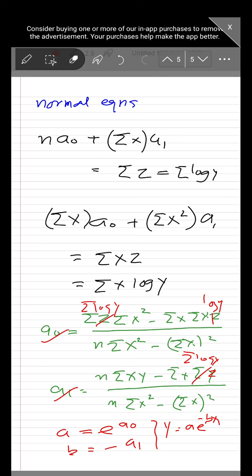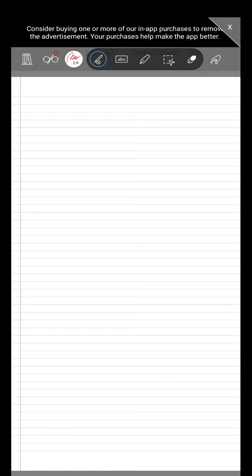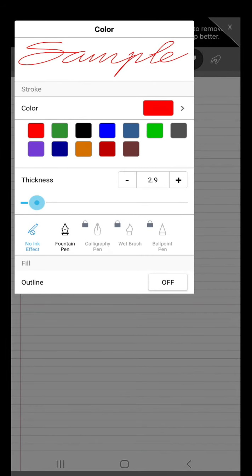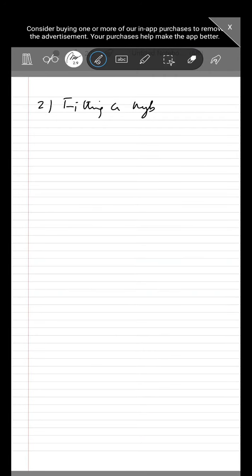Now, similar to this, you can also have a hyperbola. So the second part is fitting a hyperbola. And a hyperbola is given as y is equal to 1 divided by a plus bx. This is our hyperbola equation.